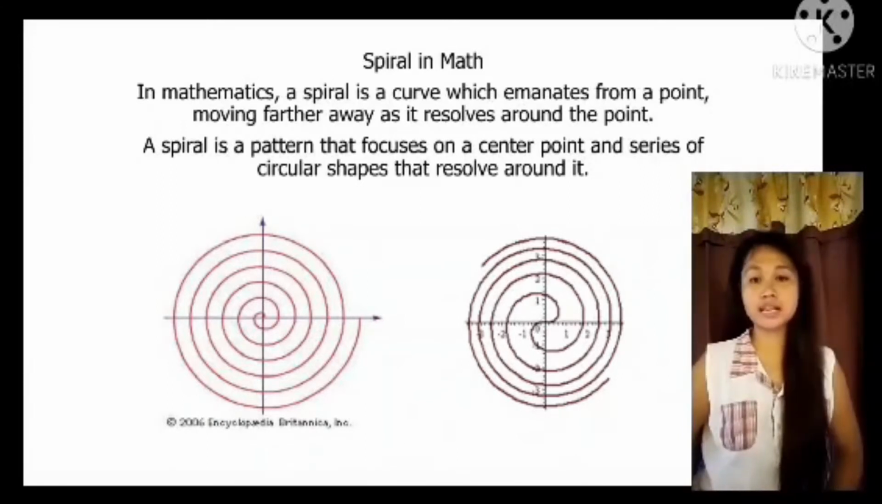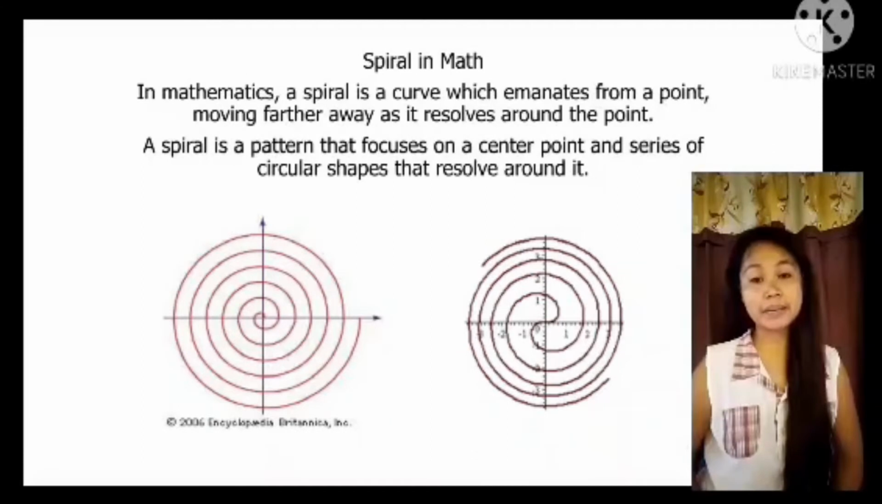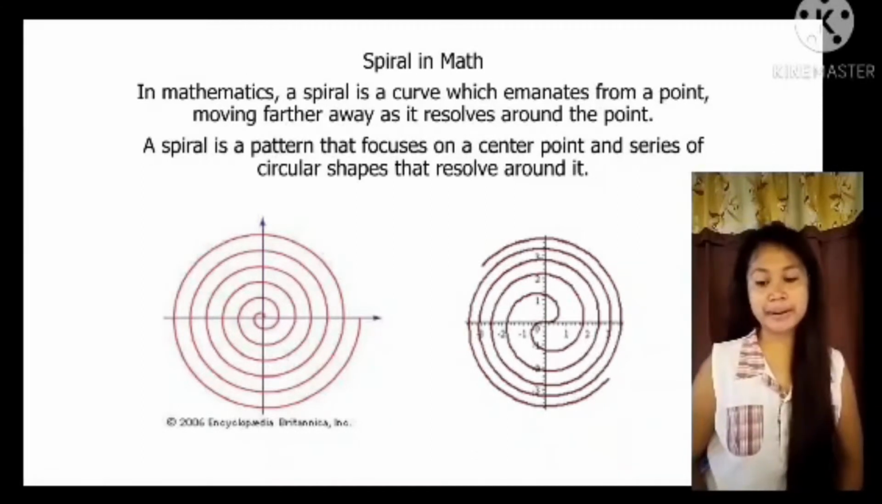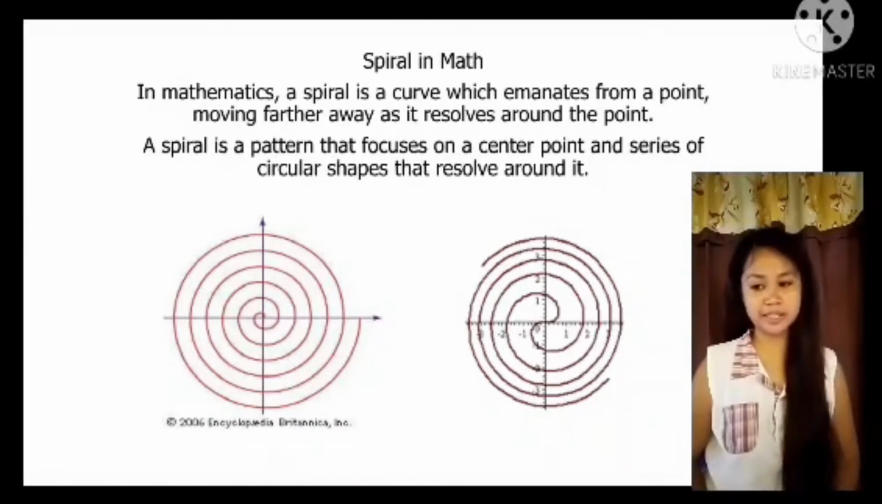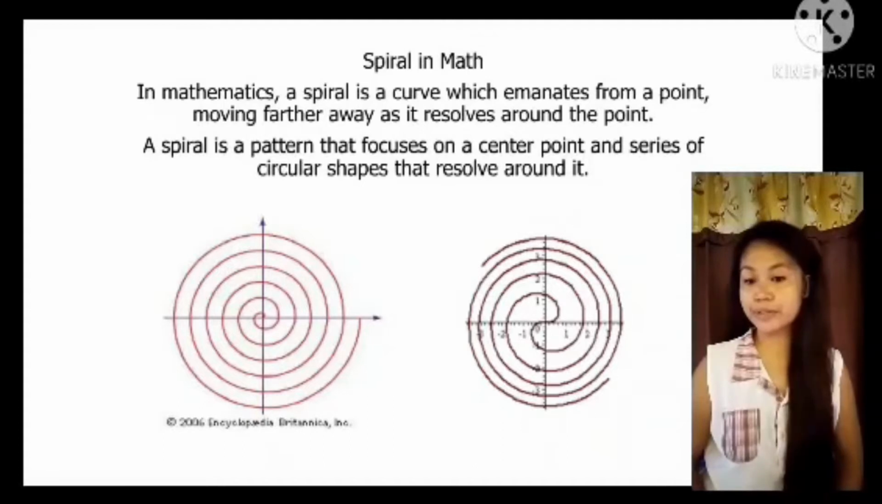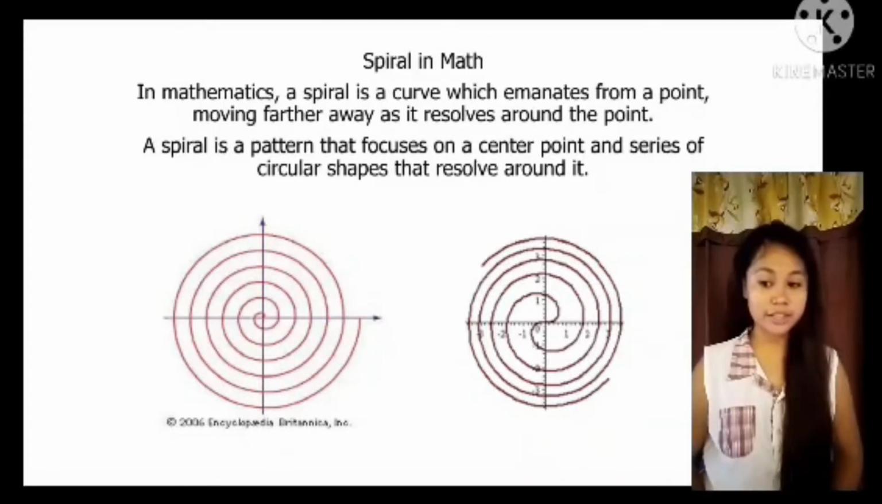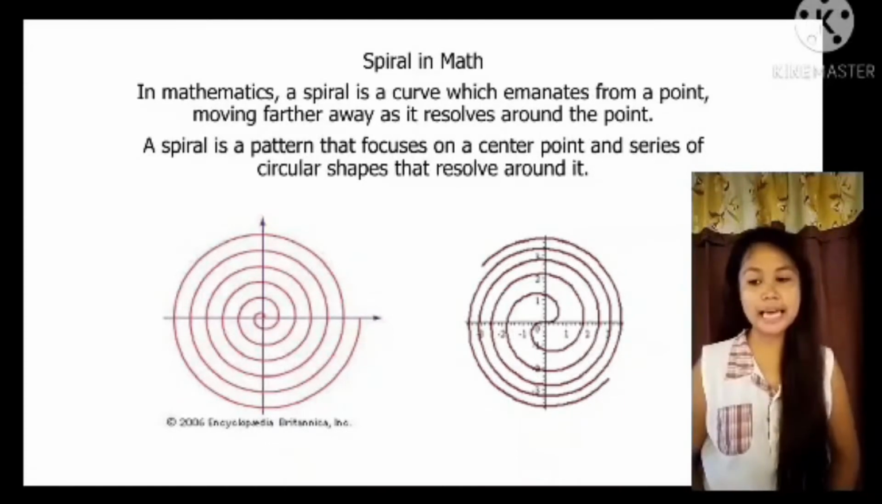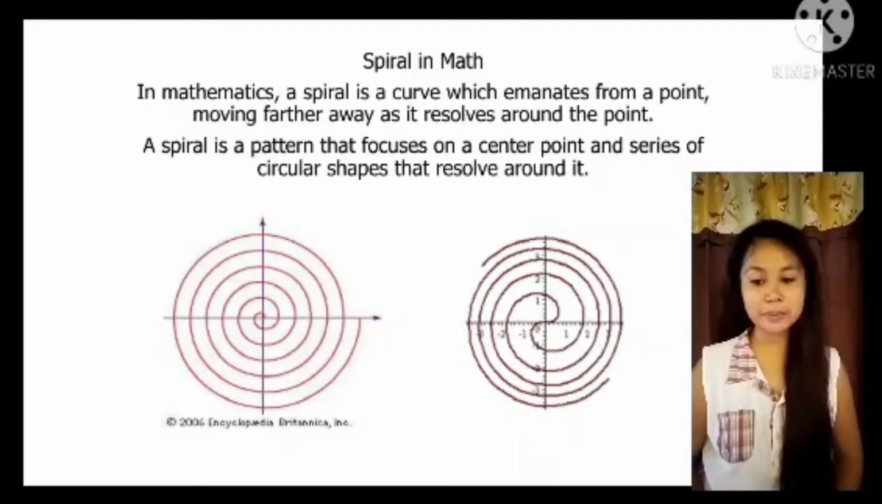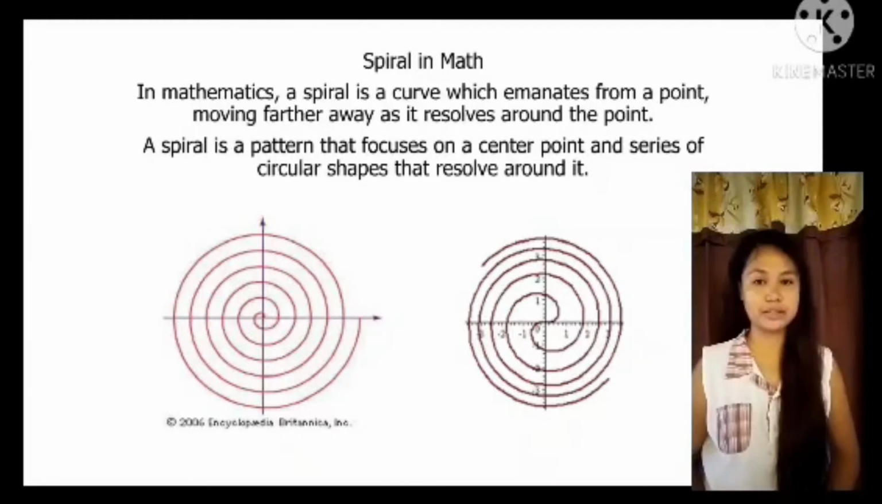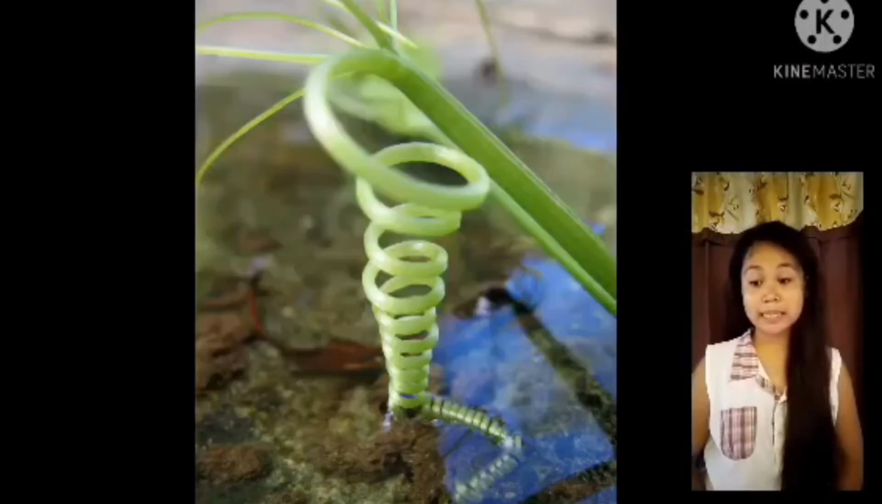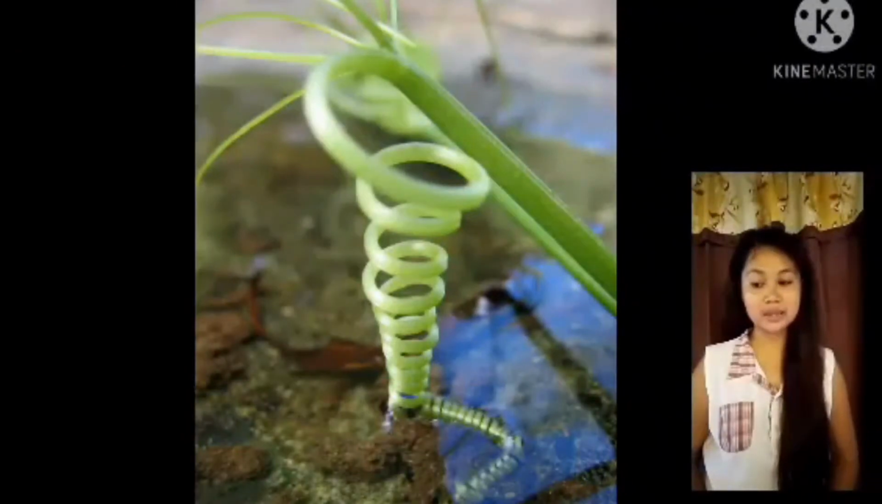Spiral in math. In mathematics, a spiral is a curve which emanates from a point, moving further away as it revolves around the point. A spiral is a pattern that focuses on a center point and a series of circular shapes that revolve around it. So sa madaling salita, itong pattern na ito is nakafocus lamang sa gitna.